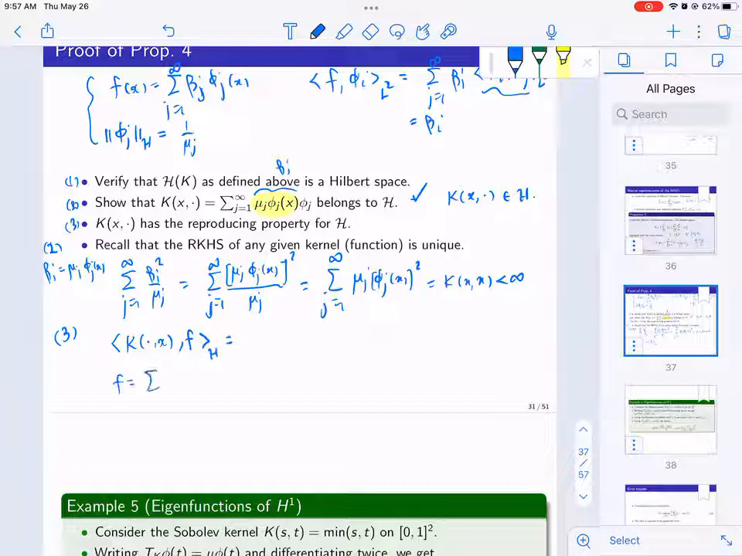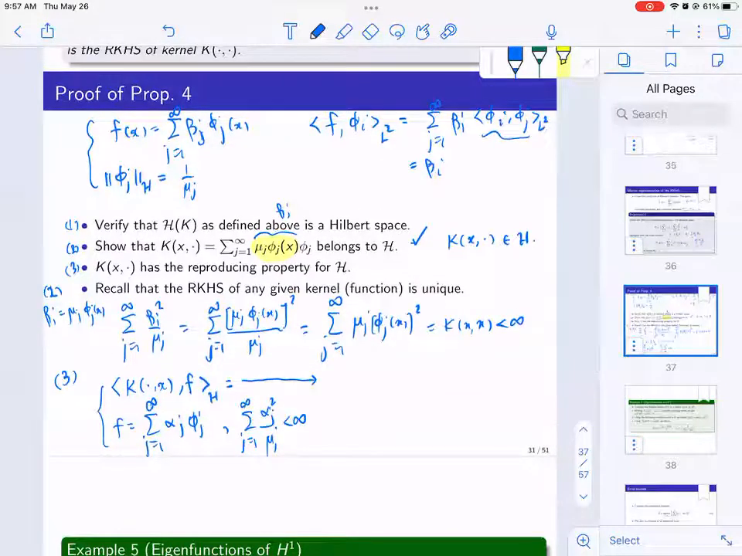So suppose f has this expansion, right? You know that this is the case, and then summation alpha j squared is finite, because f is in the Hilbert space, by definition it has to have some expansion like that. So how do we proceed to show that this is reproducing? We also know that the kernel has this expansion. This is the kernel, and this is f.